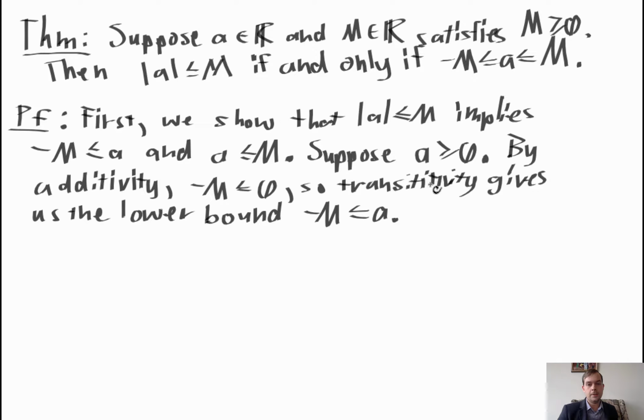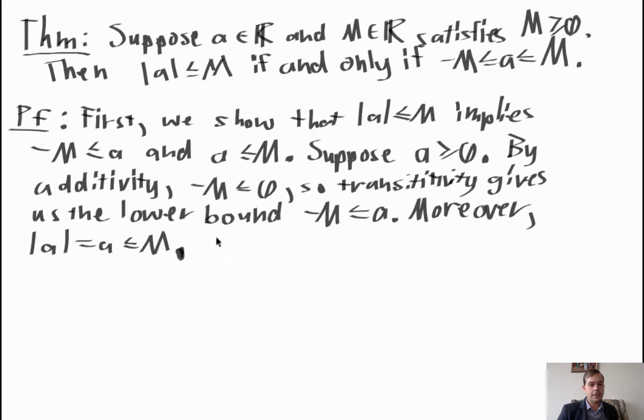On the other hand, a greater than or equal to 0 implies that the absolute value of a is equal to a, which is therefore less than or equal to m. And since these were the two inequalities that we wanted to show, we're done.